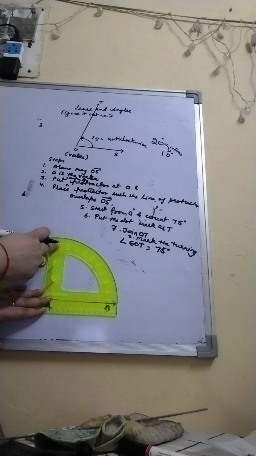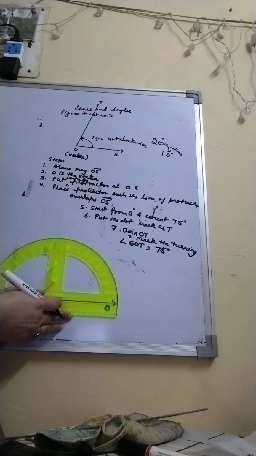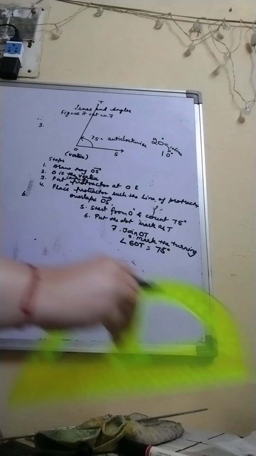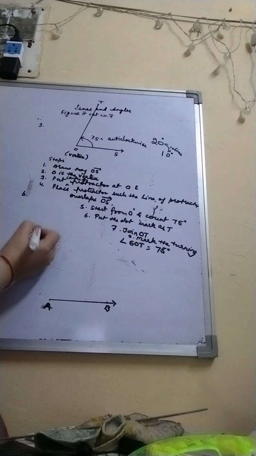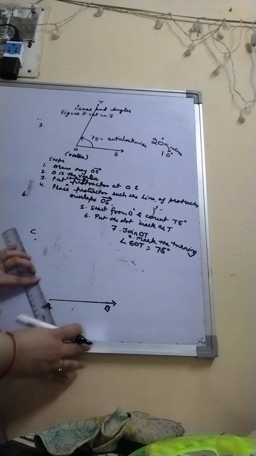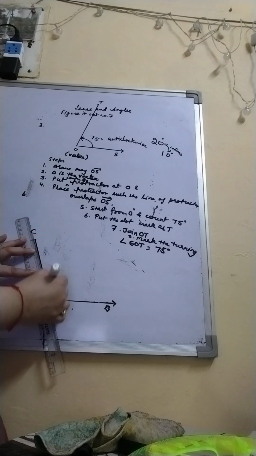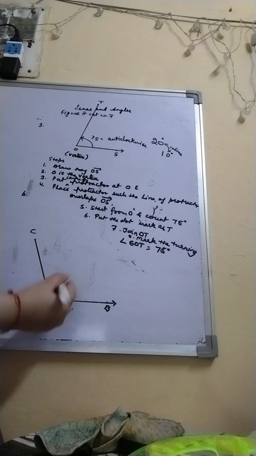Now it is 112. So it would cross 90 and next reading would not be 80. It would be 100. So 90 plus 10 gives 100. 100 plus 10 gives 110. And then after 110 you have to reach 2 lines more and put the dot at 112. Name it as C. And you will get the required angle.